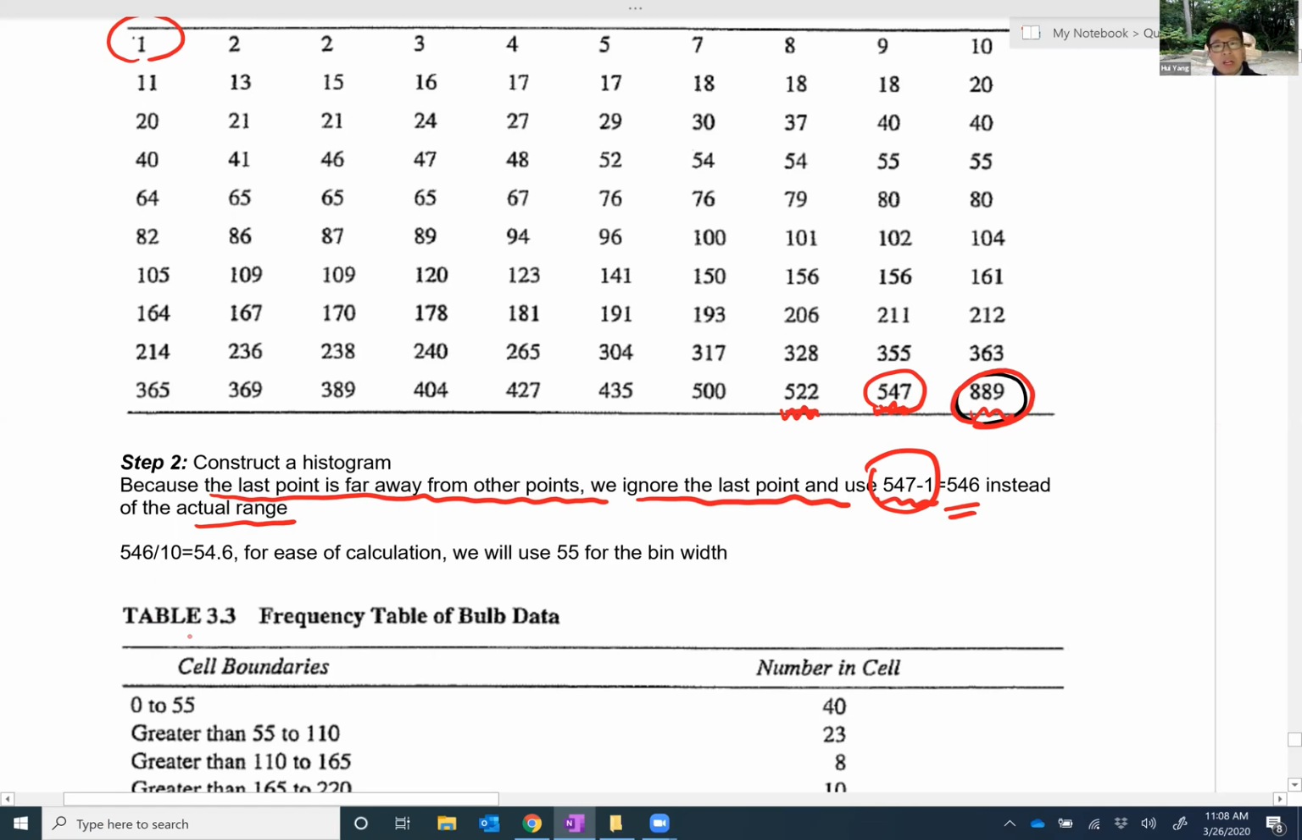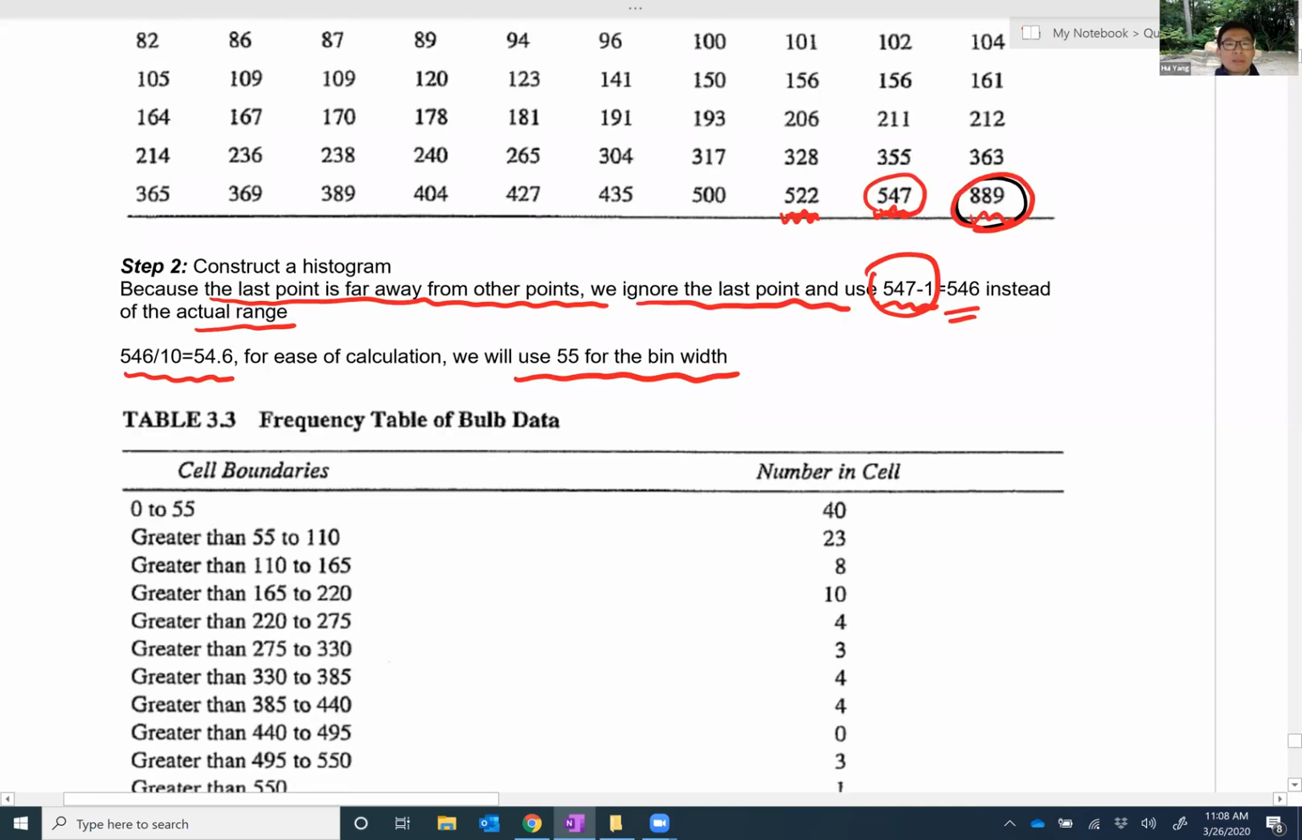We use this as the actual range. Now with 100 points, the rule of thumb is to take the square root of 100, which is 10. So we use 546 over 10, which is 54.6, and we're going to use 55 as the bin width. Now let's make the bins: 0 to 55, 55 to 110.